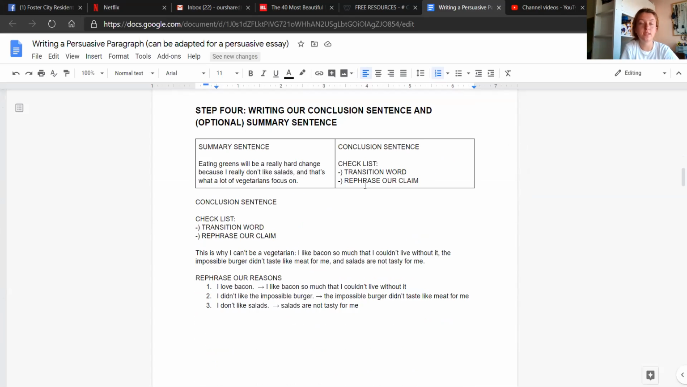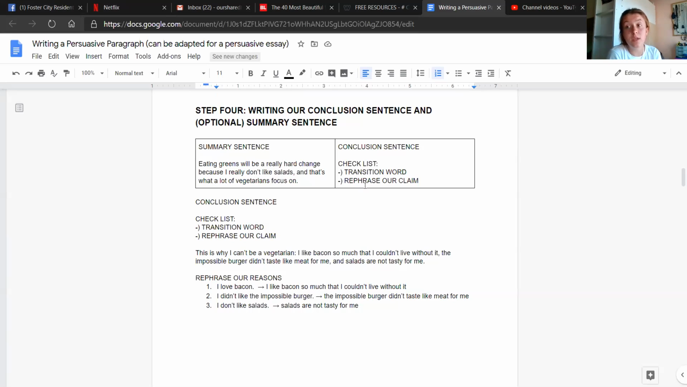Then in your conclusion sentence, first, always have a transition word, because this transition word is going to signify to the reader that we are starting to wrap up. So it's a great signal for them: oh, we are wrapping up, time to really pay attention so I can understand what the main points were again, and I know that the conclusion sentence is coming up. I guarantee a transition word will never be lost on your teacher. That is always an amazing thing to do.